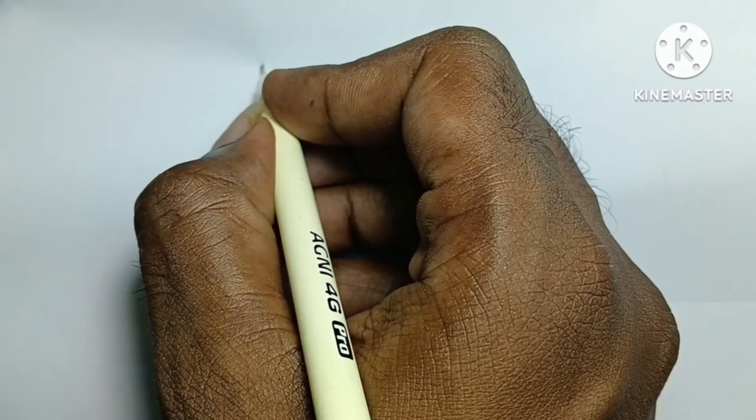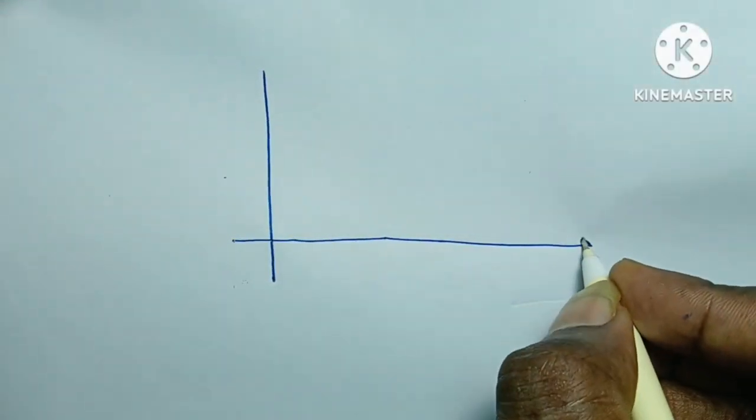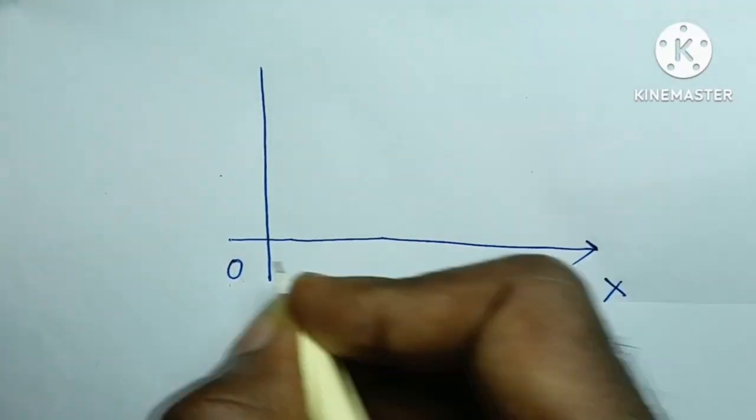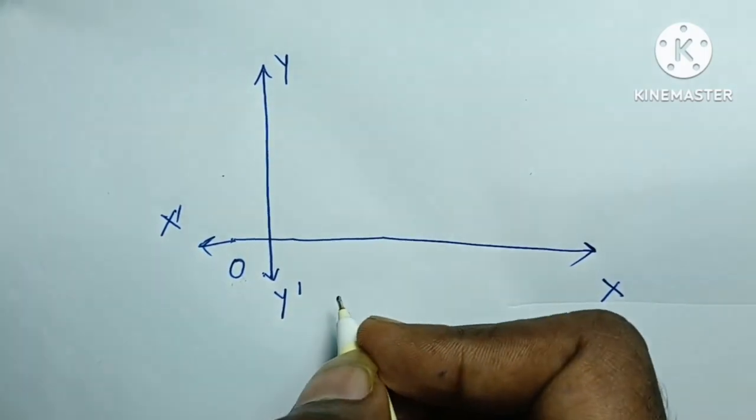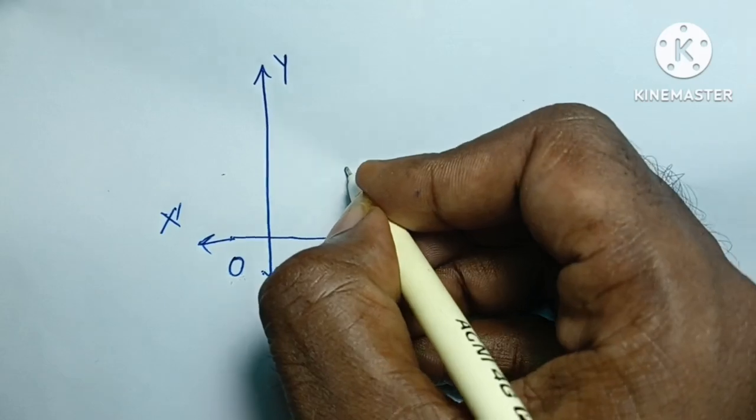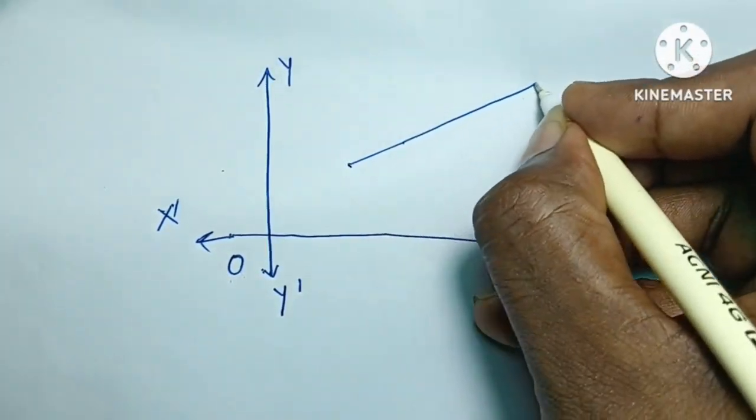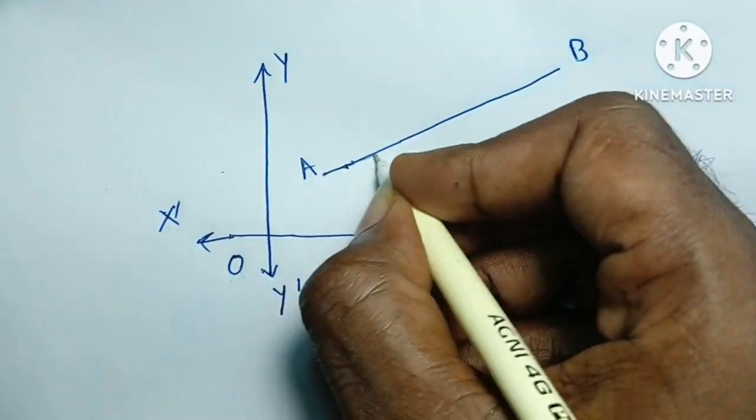In this video, I determine the coordinates of a point which bisects a straight line internally. Suppose this is a coordinate system: O, X, this is X dash, this is Y, this is Y dash. Suppose this is line AB.